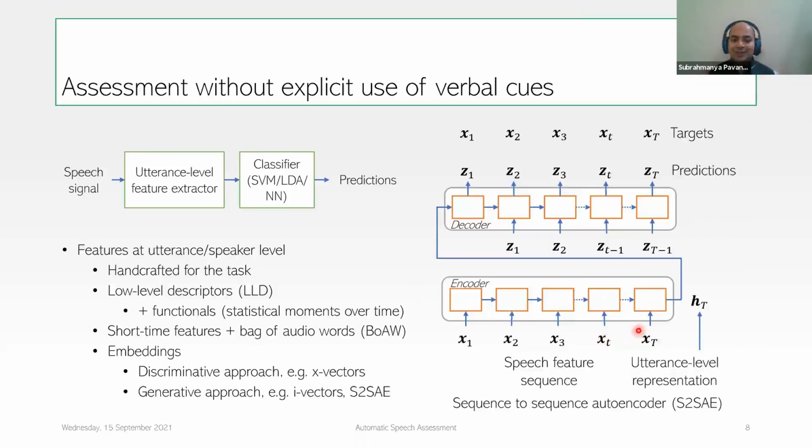In a generative approach, there can be i-vectors or sequence-to-sequence autoencoder features. So sequence-to-sequence encoder representations are unsupervised neural embeddings, where the short-time features X are encoded using an encoder to give a fixed length hidden representation HT, and from which the decoder tries to decipher the entire sequence Z. These Z's are trained to be as close as possible to the original X's. Once this network is trained, this HT can be used as the feature.